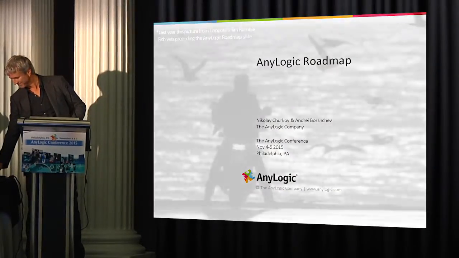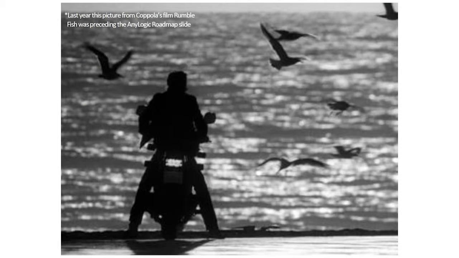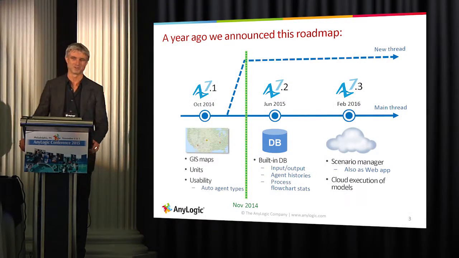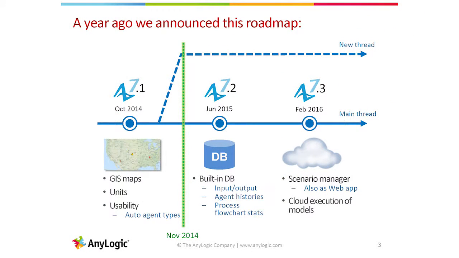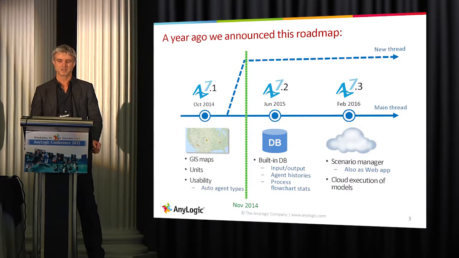So, the AnyLogic Roadmap. You probably remember this slide I showed a year ago. That was a slide preceding the actual roadmap, and this was what we announced last year. By that time, we had already released 7.1. And we were announcing 7.2 to be released June 2015 with a database. And then 7.3, which we briefly described, and there was a kind of fashionable picture of a cloud here.